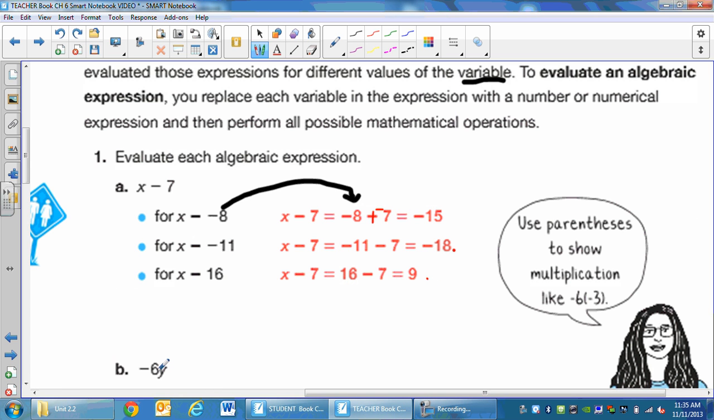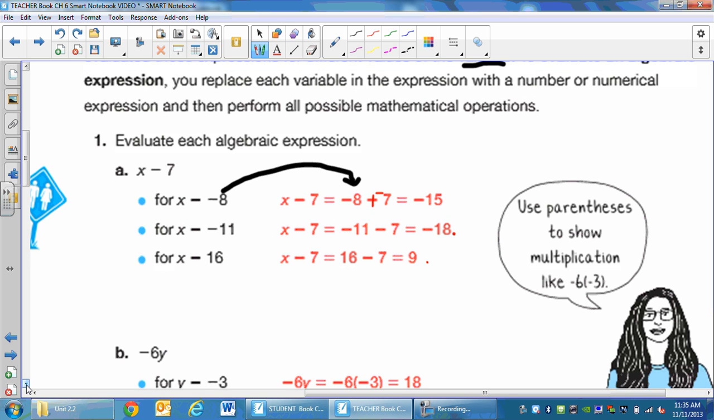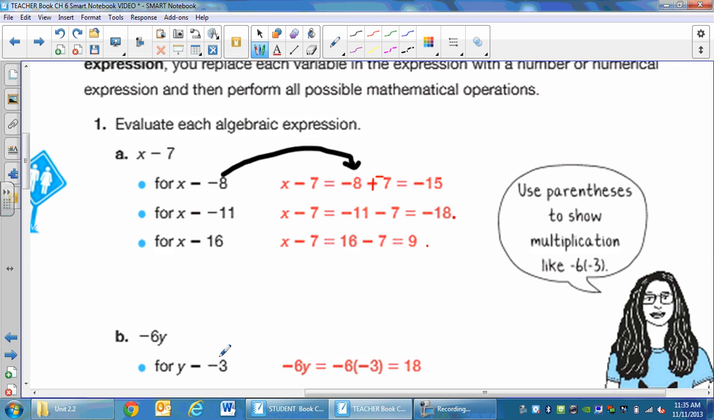Well, whenever a variable is next to a number, that means we need to multiply those two together. So first we're going to solve the first one for negative 3. So where the y is, I'll put negative 3. I have a negative 6 times a negative 3 equals 18.